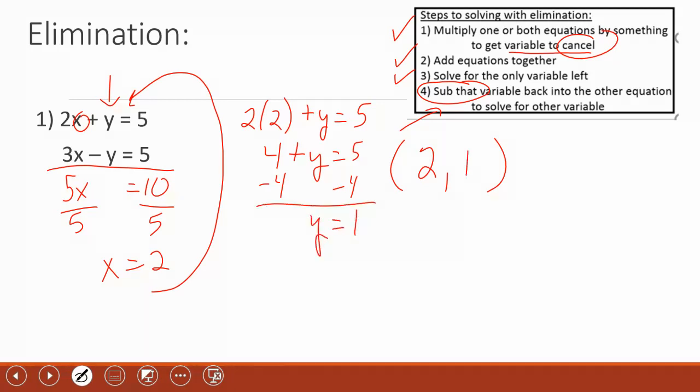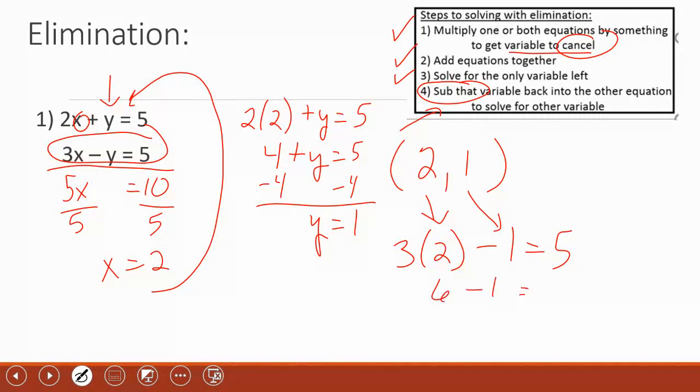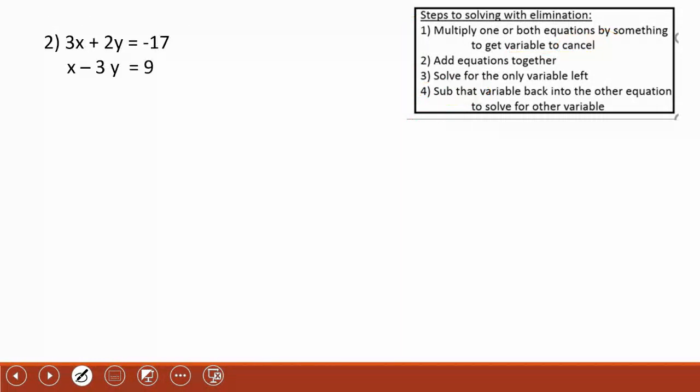And then what I'm going to do is, to make sure it works, I'm going to go to the second equation and plug in my answers for x and y. So I get 6 minus 1 equals 5. It works.